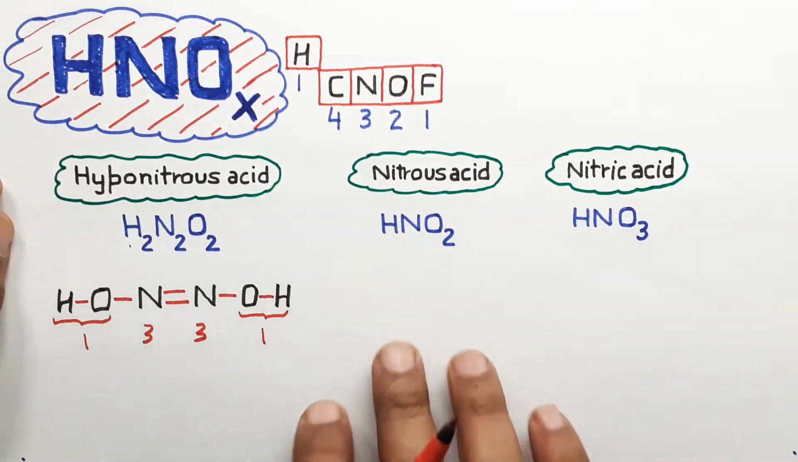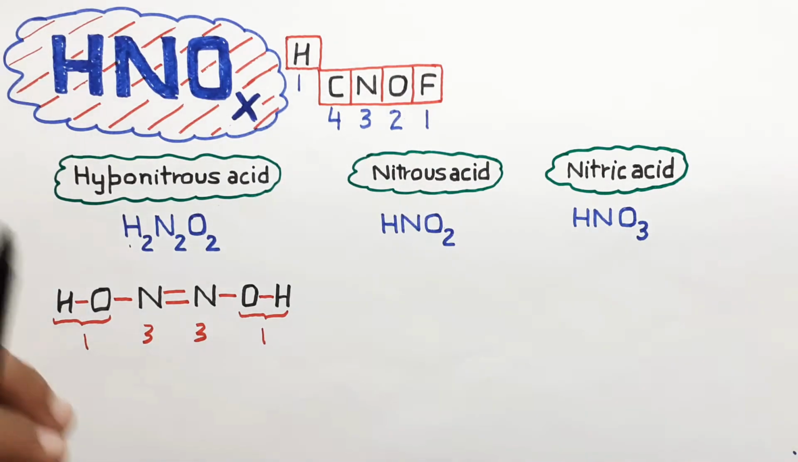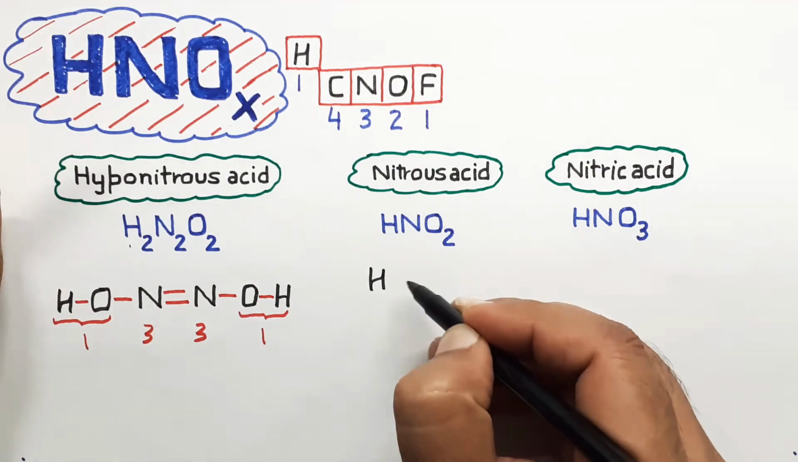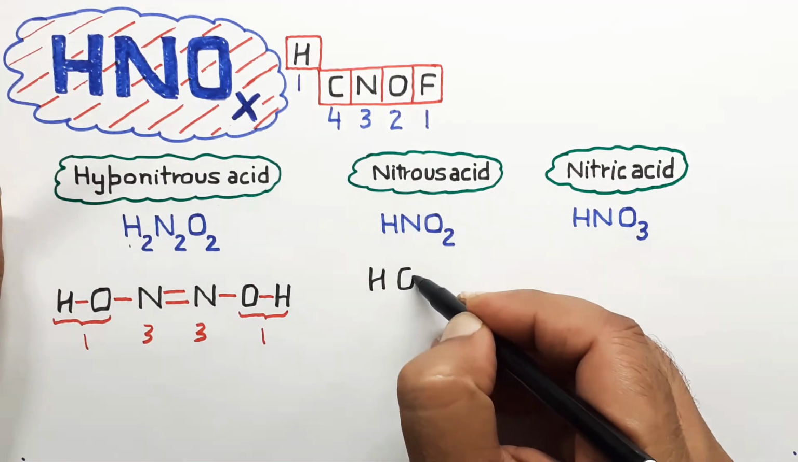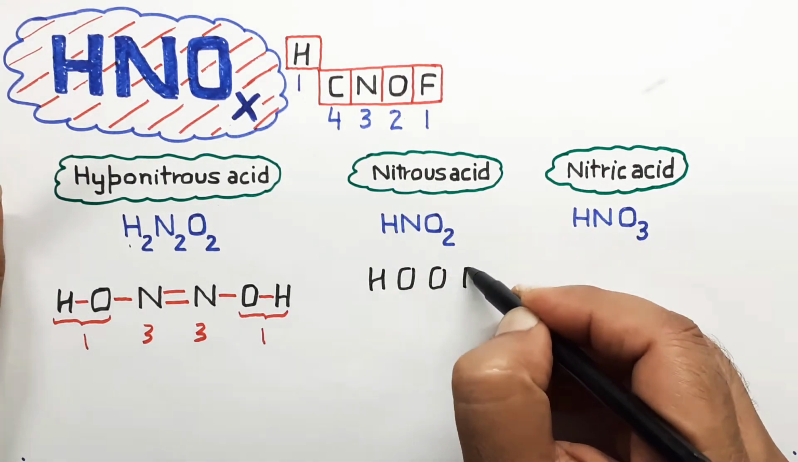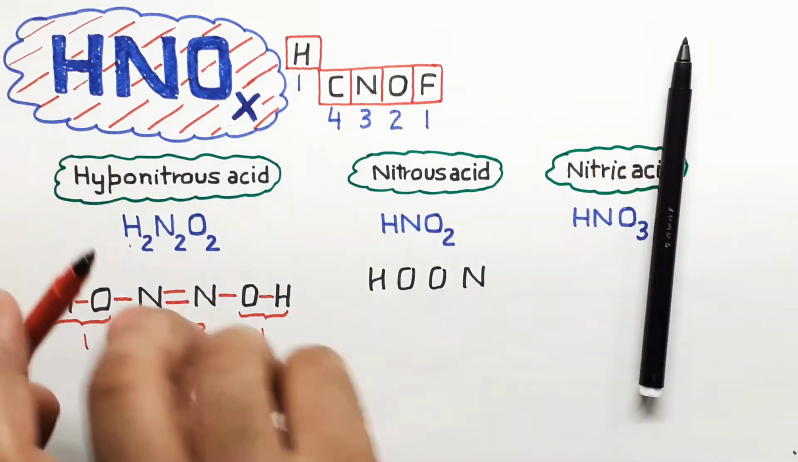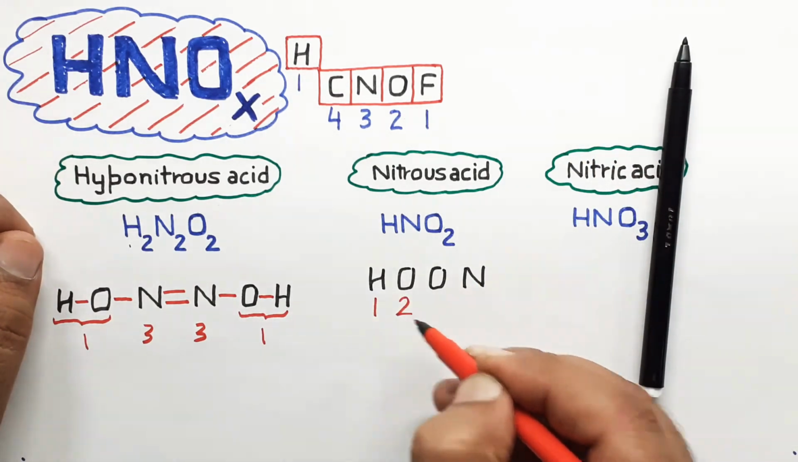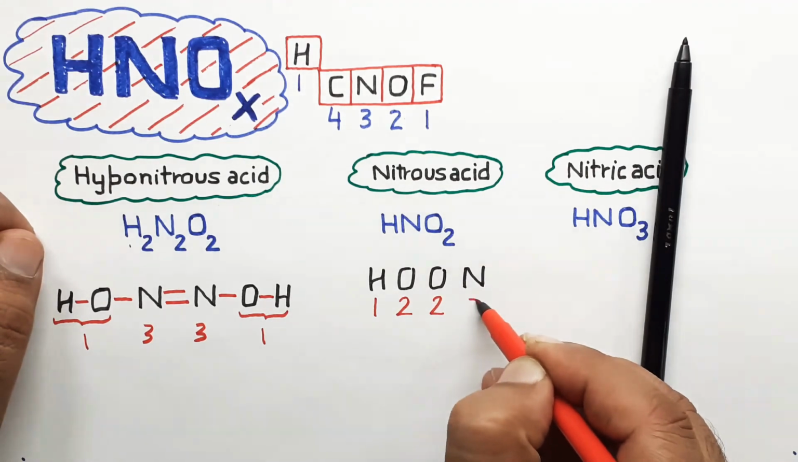Now let's come to nitrous acid. So first of all, let us arrange our constituent atoms together. H, O, there is another oxygen and then N. Now let us recall the valencies of these. Hydrogen 1, oxygen 2 and nitrogen 3.